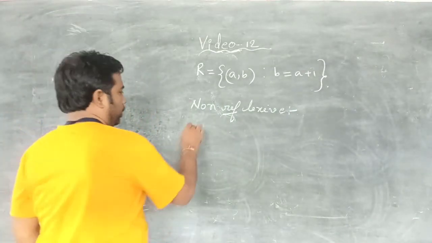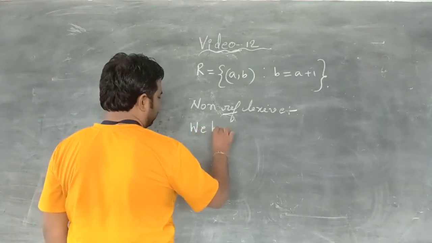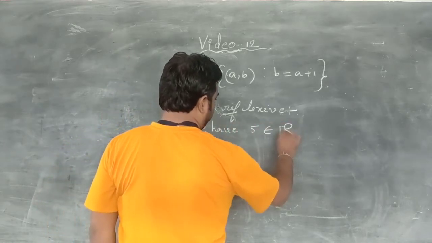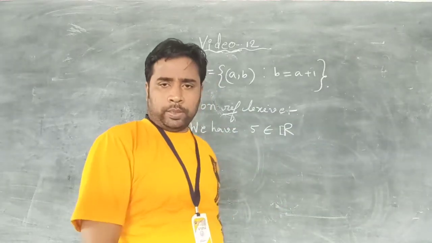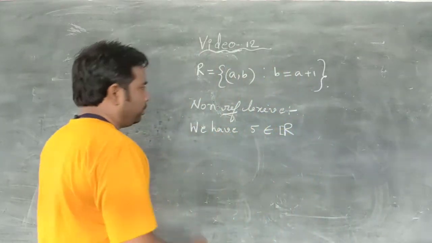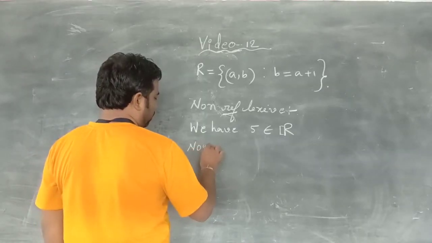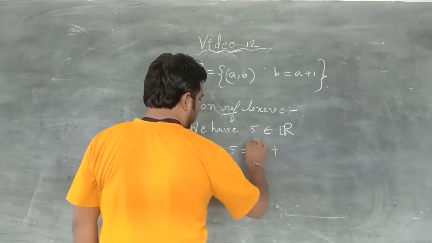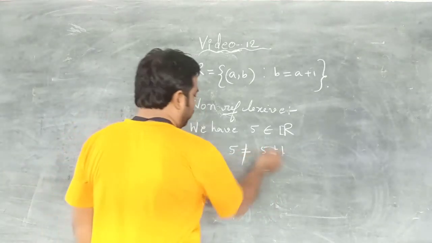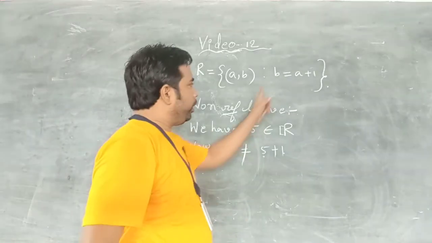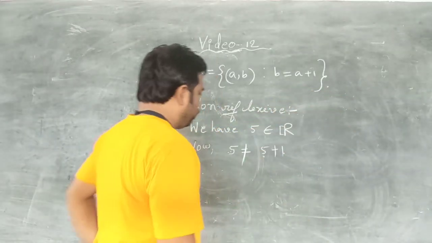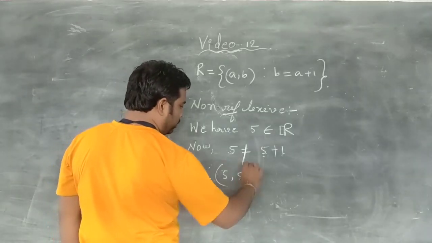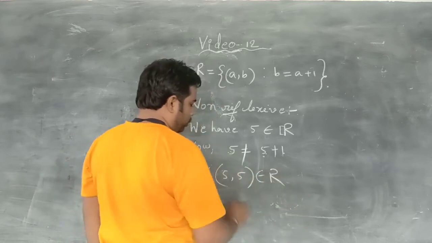We have 5 belongs to R, this is the set of real numbers, not the relation. Now 5 is not equal to 5 plus 1. If it were equal, then only (5, 5) would be in the relation, according to the question. But it is not equal. So what can you write? (5, 5) does not belong to R. So R is not reflexive.